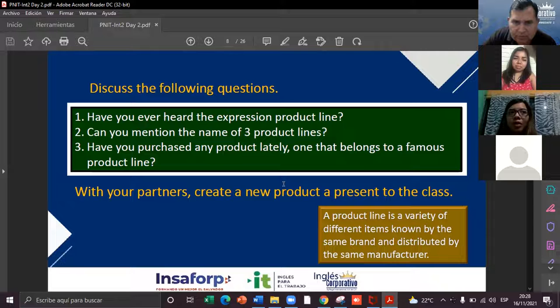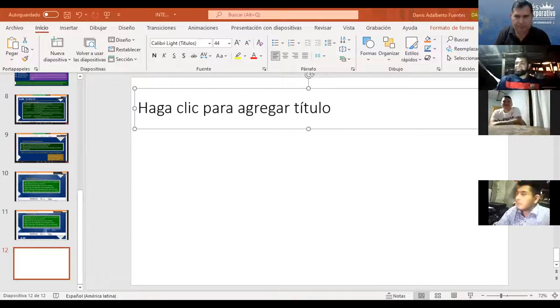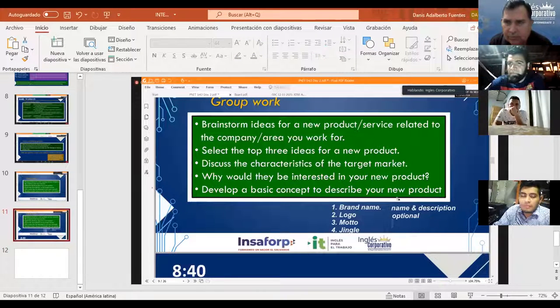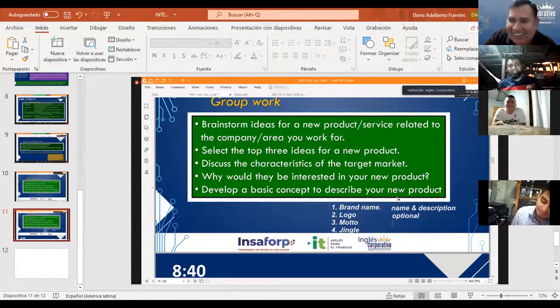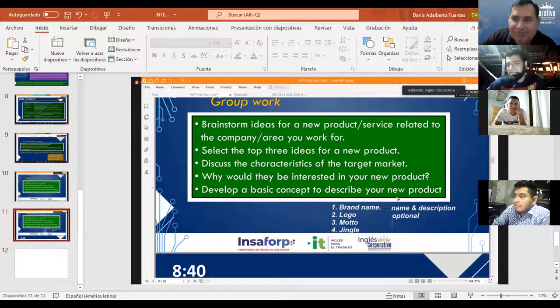First, start with a brainstorm for ideas. A new product. Select the chip artificial for unique ID, the implant. Yeah. Ah, okay. Yes. The new future. Right. Okay.